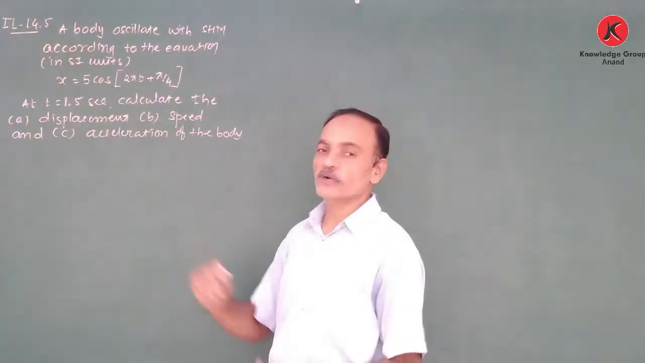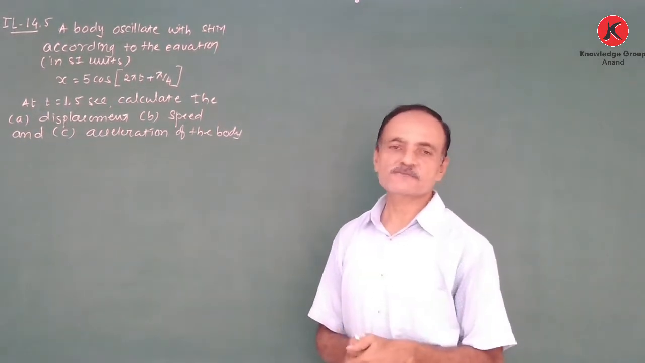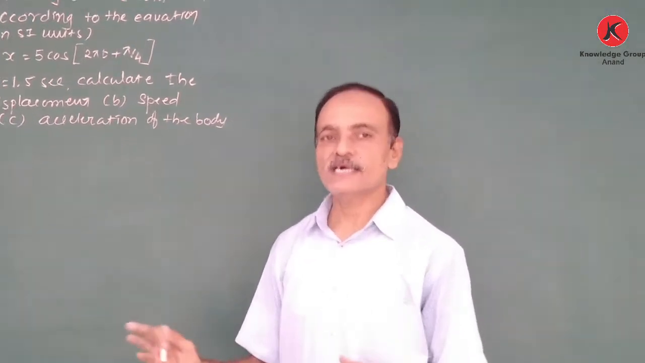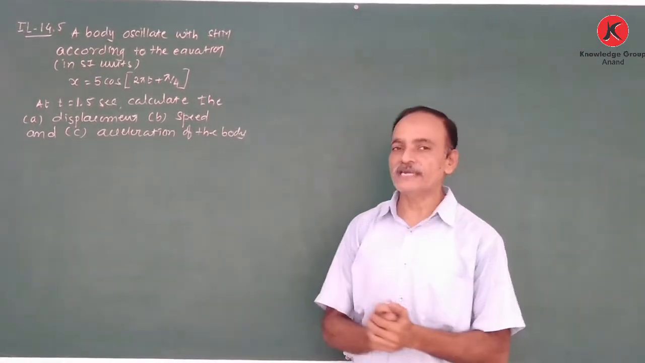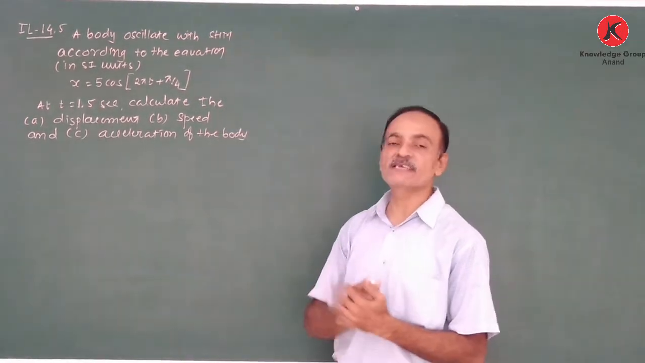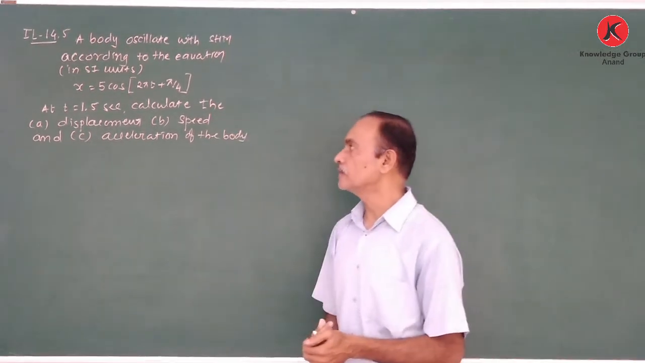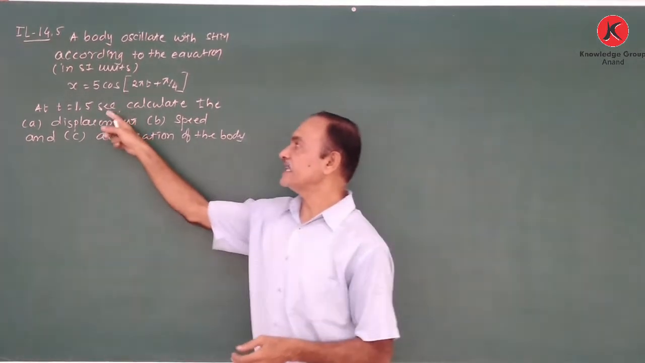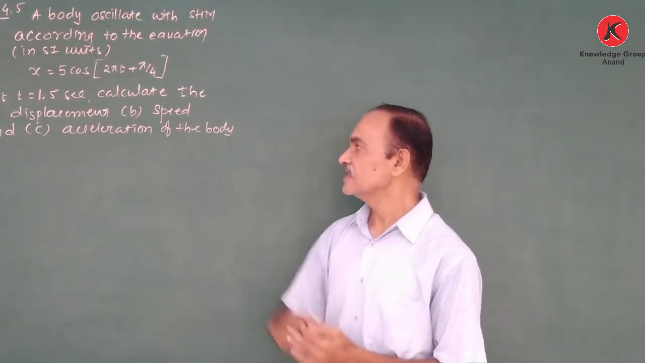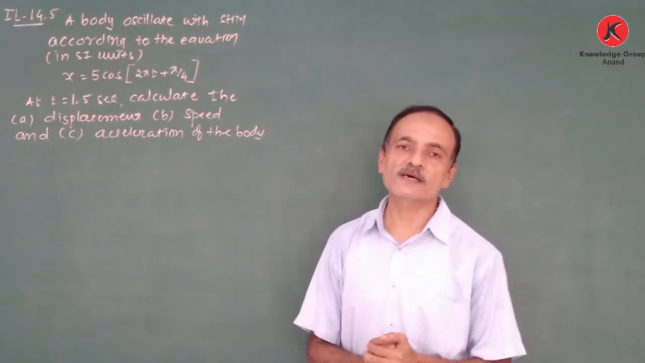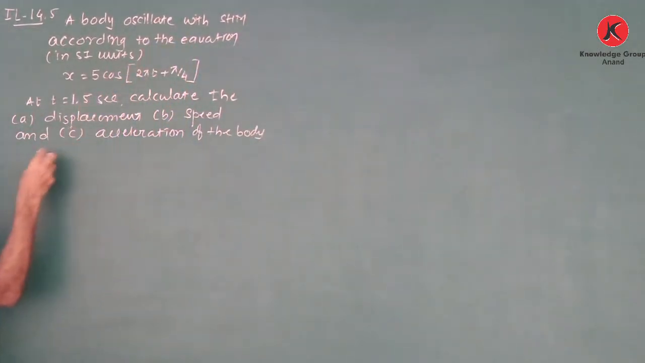Now next, illustration 14.5. That is important because we have to find out the displacement, speed and acceleration of a particle performing simple harmonic motion. The displacement of a particle performing a simple harmonic motion is given: x is equal to pi cos (2 pi t plus pi by 4). At time t is equal to 1.5 seconds, calculate the displacement, speed and acceleration of the body. So first, the displacement of a body is given.